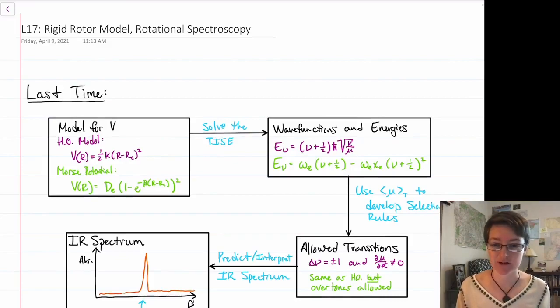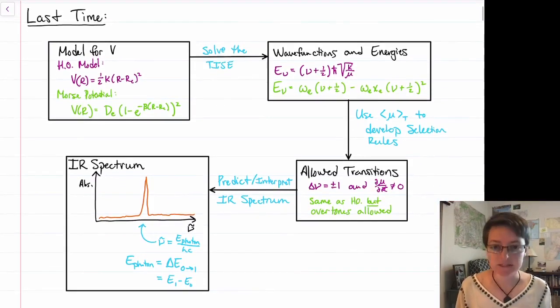Today we're going to be talking about the rigid rotor model and rotational spectroscopy. I'd actually like to begin today's discussion with a little bit of a recap from some of the previous lectures that we've done on vibrational spectroscopy, this time presented in somewhat of a flowchart style so that we can really pay attention to the process that we used in trying to understand an IR spectrum.